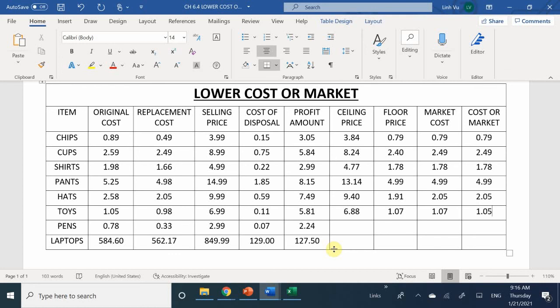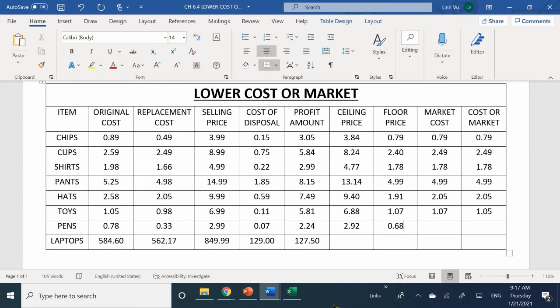Okay, we got pens that I originally bought at 78 cents each. It's telling me now it's down to 33. Then I sell it for $2.99. It's gonna cost me 7 cents to dispose, and then $2.24 is my profit. So what is going to be my ceiling, floor, and market? 2.92. And 68 cents for your floor price.